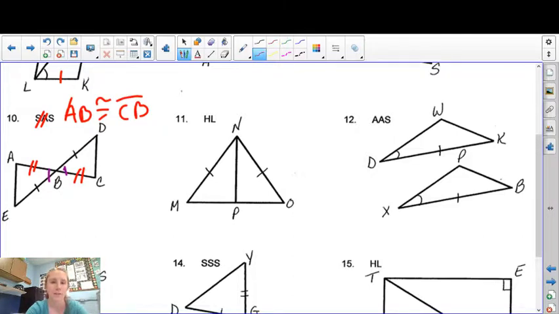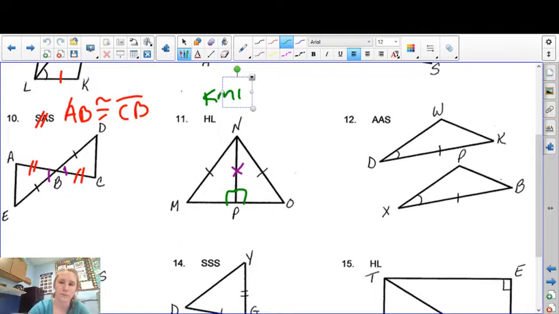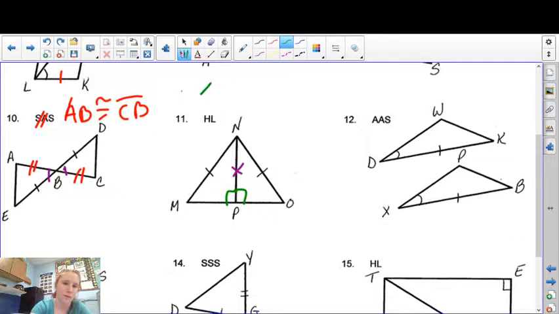All right, so for 11, I've got already this guy because he's given. So I need to know that I have a right angle. So I need to know that angle MPN and OPN are right angles.